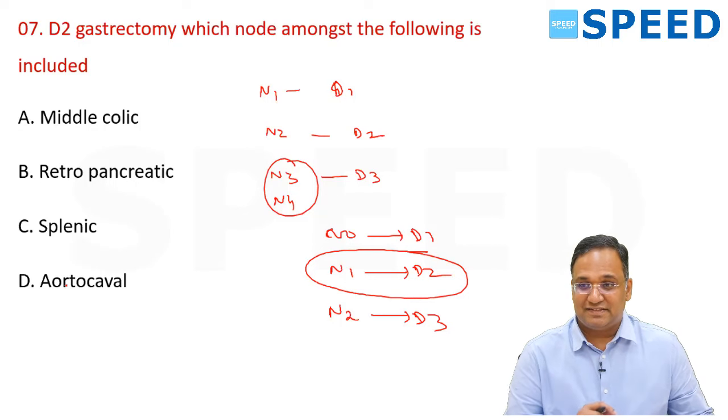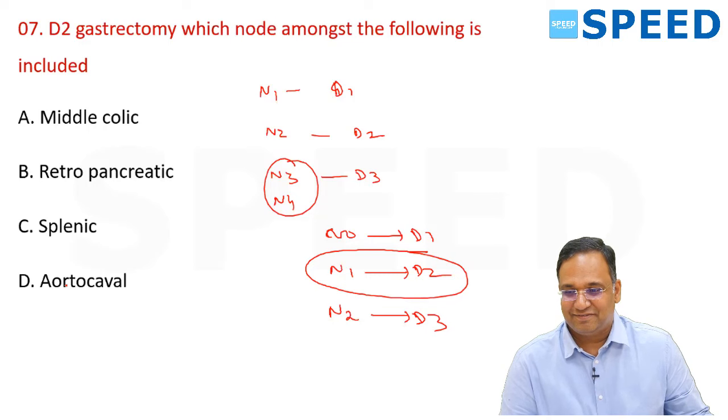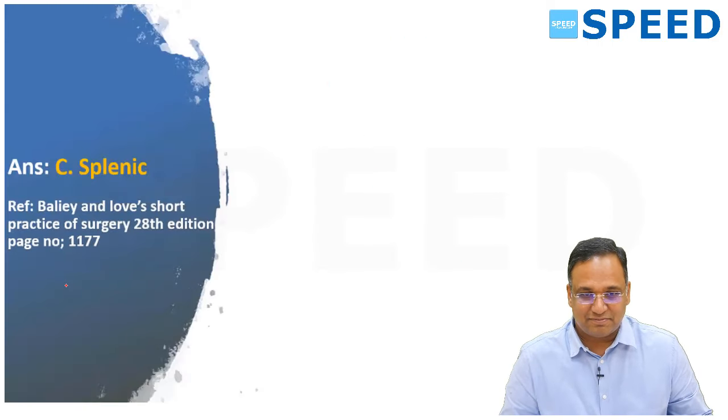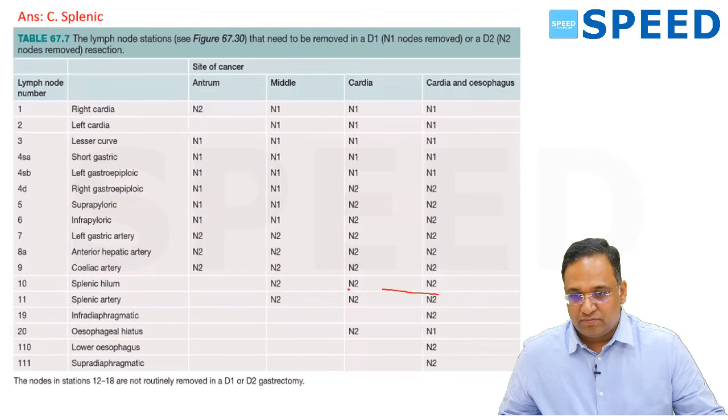But the nodal status, that has to be removed. What is that to be removed? What is the answer? The right answer is splenic. Removal of N2 group of lymph nodes is called D2 dissection. Okay.